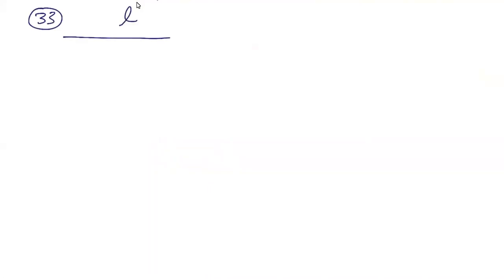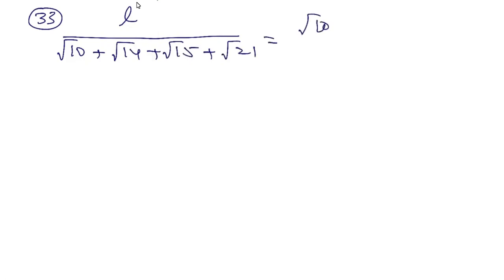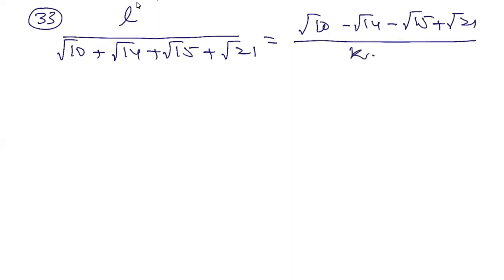L upon root 10 plus root 14 plus root 15 plus root 21 is equal to root 10 minus root 14 minus root 15 plus root 21 divided by k. K and L ke relation hai.